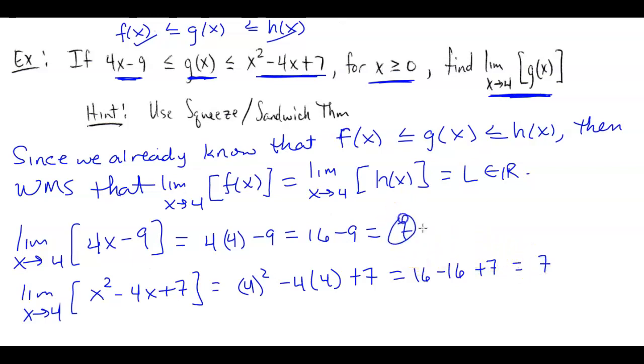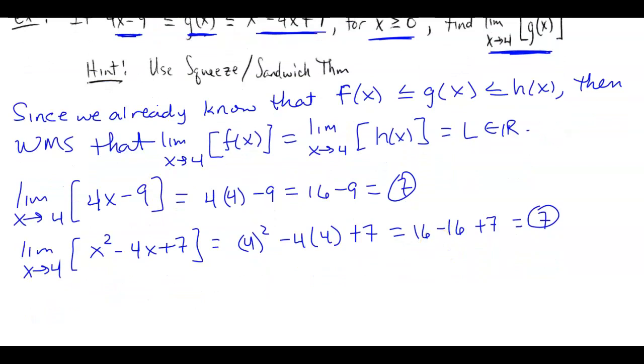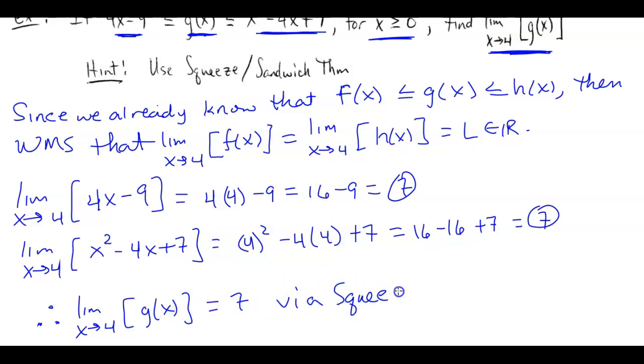And so we see that the limit of both of these two functions exists as x approaches 4 from both the left and the right. And on top of that, they're both equal to the same thing. And so from here we can say, therefore, limit as x approaches 4 of g of x is also going to be equal to 7 by way of the squeeze theorem.